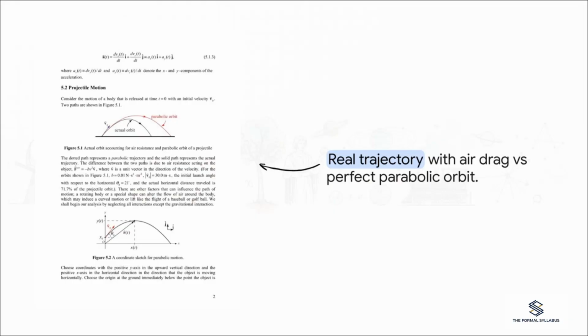Now, what's really interesting about this slide is that stark visual difference between theory and reality. Look at the dotted line there. That is our mathematically ideal parabola without any air resistance. Now look at the solid line. That squashed asymmetrical curve is the actual trajectory of a real projectile, like a baseball, once air resistance is accounted for. It travels significantly less distance and doesn't go nearly as high.